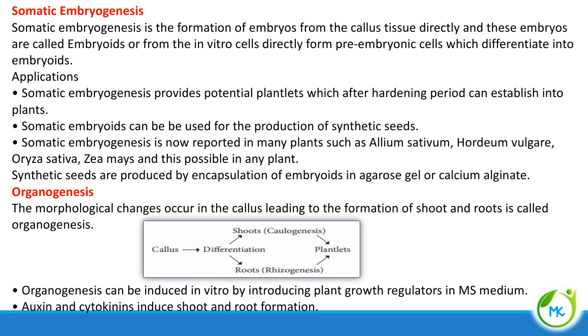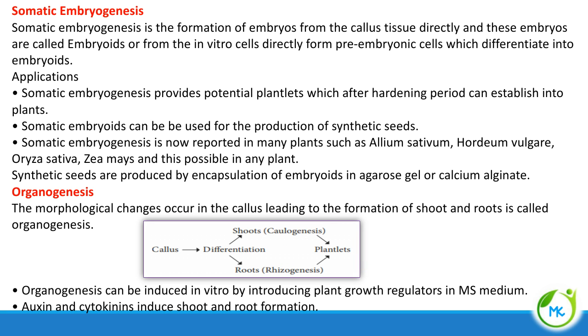Next, organogenesis. Organogenesis is nothing but the morphological changes which occur in the callus, thereby leading to the formation of shoot and root. So, from callus, a differentiation process takes place. When it gives rise to shoot, the process is called caulogenesis, and if it gives rise to the root, it is called rhizogenesis, which will lead to the formation of plantlets.